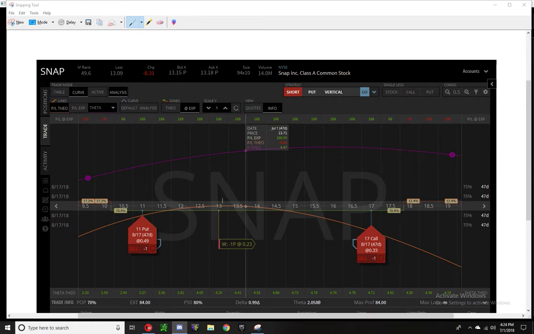As long as it stays above 320, nobody's going to exercise my option. You know what I mean? And as long as Snapchat, in this case, stays in between $11 and $17, nobody's going to exercise any of my options. Because if you look, both of the options that I'm trading right now are sold options. So both of them are being shorted, not just one of them.